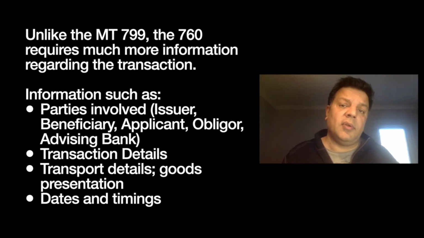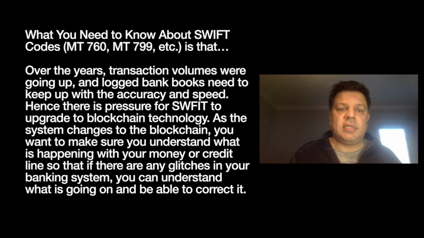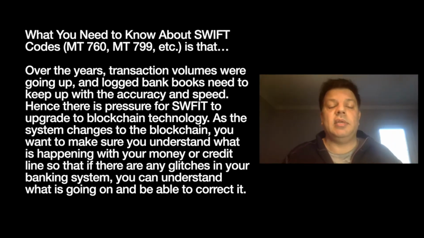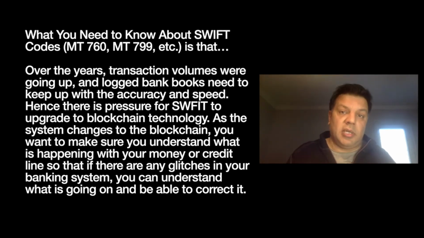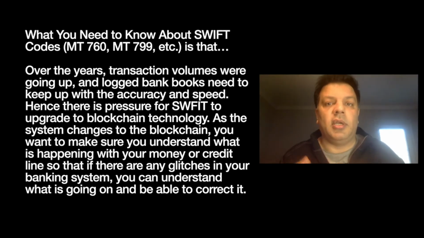Unlike an MT799, the MT760 has a lot of information, and that's something a lot of people really appreciate. They need to know who the receiver is, the shipper is, the contract date, the transaction date, all that information that comes with an MT760. What you do need to know about SWIFT codes in general is that the number of transactions worldwide has exponentially increased compared to what it used to be, I'm going to use the wrong word, 100 years ago.